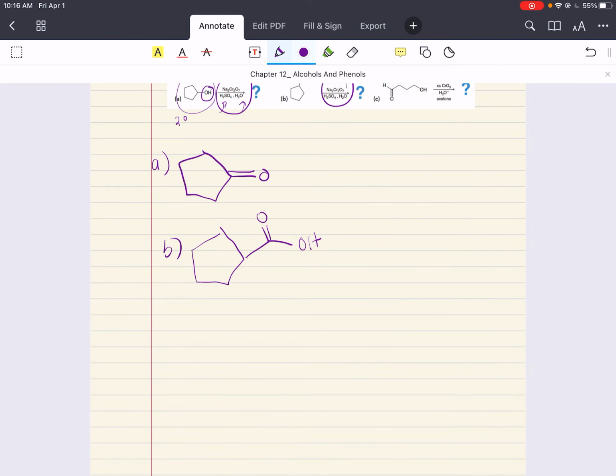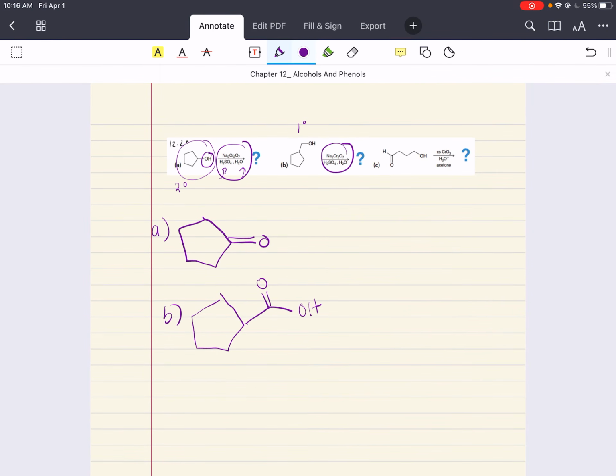I'm going to leave C for you to attempt. Keep in mind that here's our alcohol group. We're treating it with this chromic acid kind of derivative here. What are we going to get? Let me know what you think in the comments below.